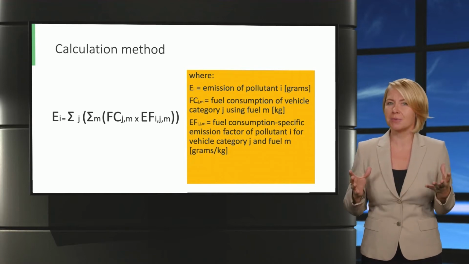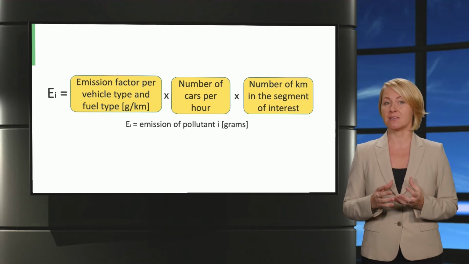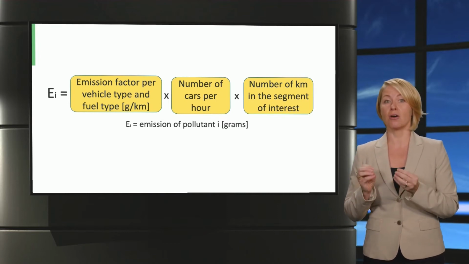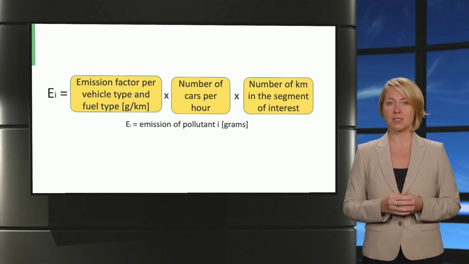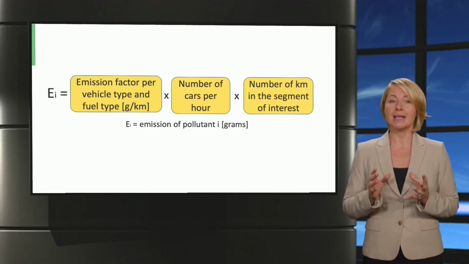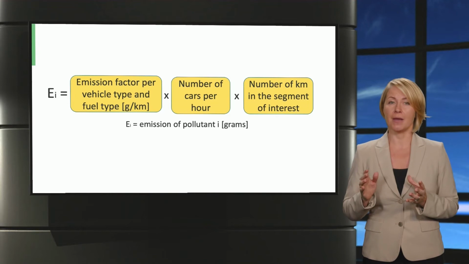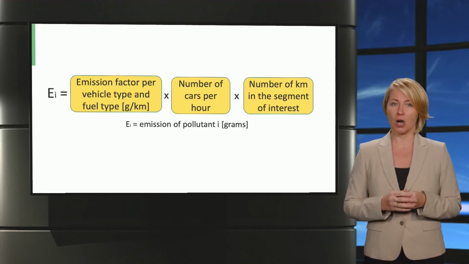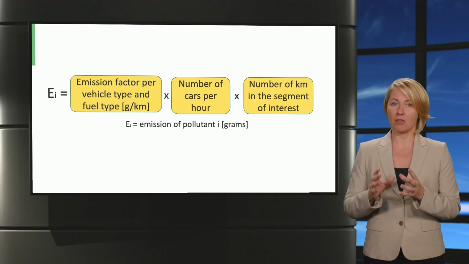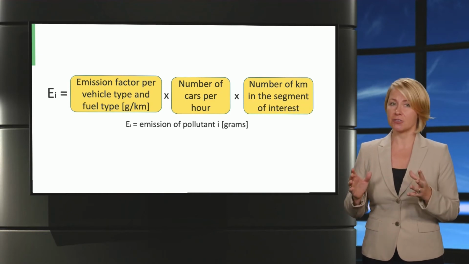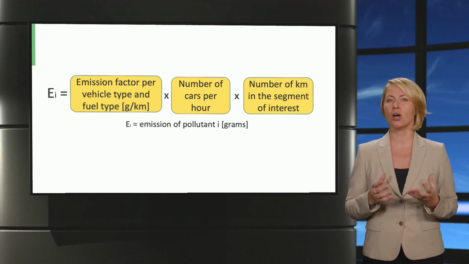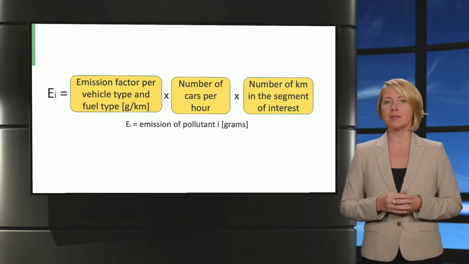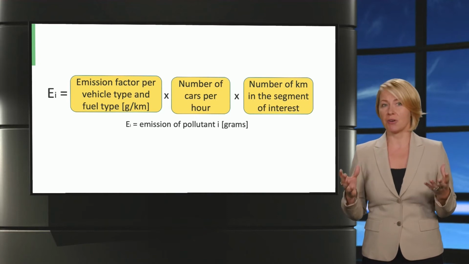We will next simplify this equation to focus on a specific case and the number of kilometers driven instead of the number of kilograms of fuel used, and we will then multiply the emission factor per vehicle type and fuel type, grams per kilometer, by the number of cars per hour and the number of kilometers in the segment of interest. In our example today, we will evaluate a segment of a highway with a particular hourly traffic.